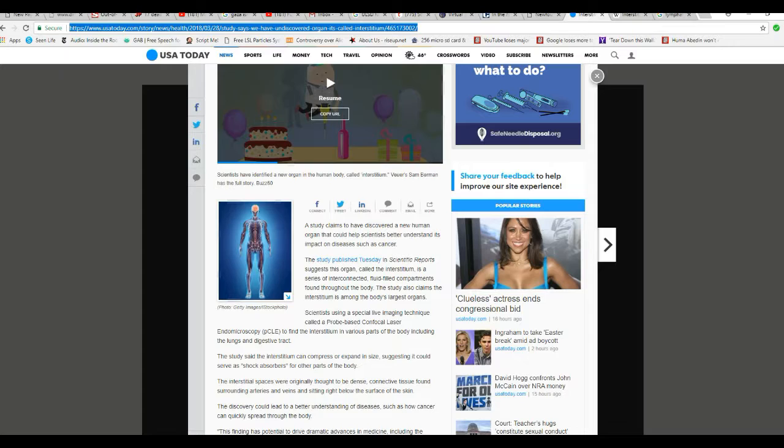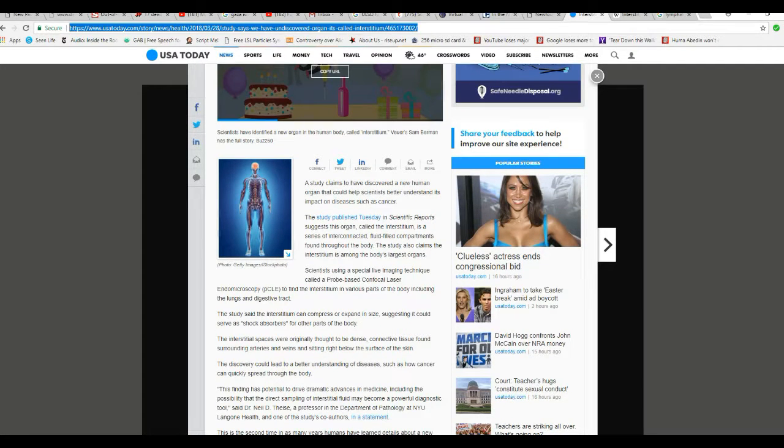Study claims to have discovered a new human organism that could help scientists better understand its impact on diseases such as cancer. Study published Tuesday in Scientific Reports suggests that this organ called the interstitium is a series of interconnected, fluid-filled compartments found throughout the body. Yeah, it is. Study also claims interstitium is among the body's largest organs.